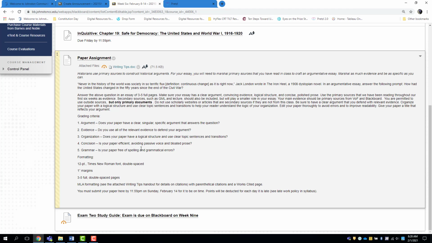Concision. Is your paper efficient? Avoiding passive voice and bloated prose. You heard me mention passive voice when we looked at that writing tip sheet. Again, it's attached here. Definitely take advantage of that. Formatting. It needs to be 12 point Times New Roman font, double space, 1-inch margins, 3 to 5 full double space pages, MLA. Again, see the writing tip sheet for that.